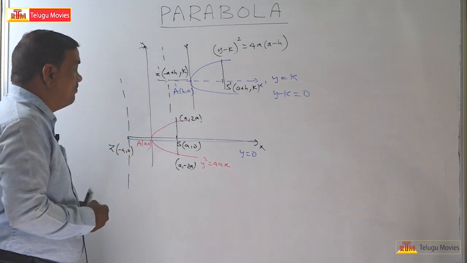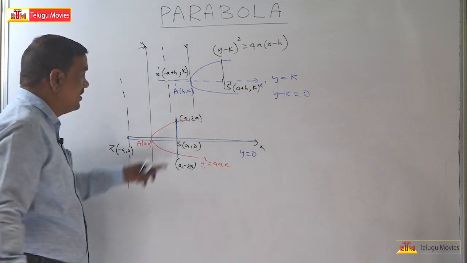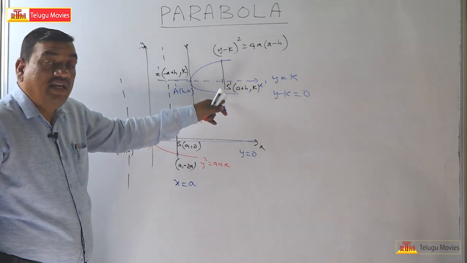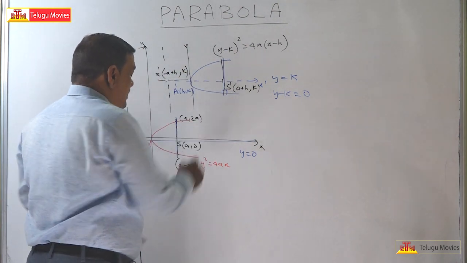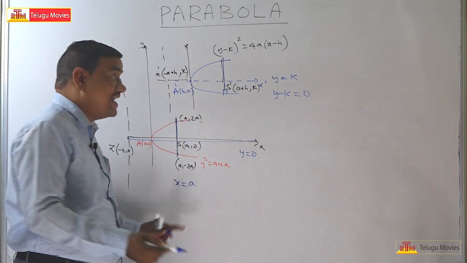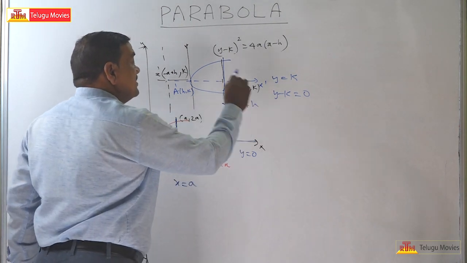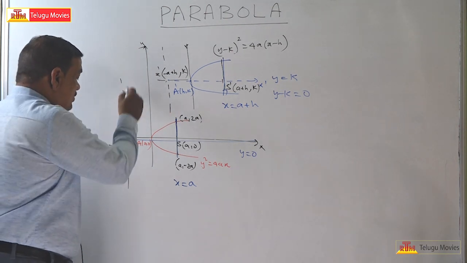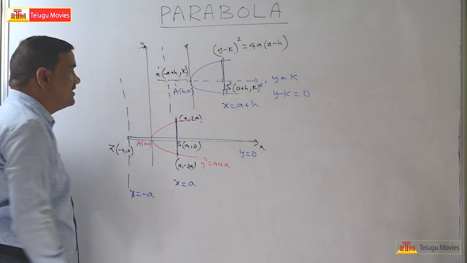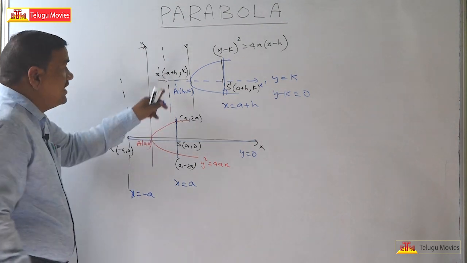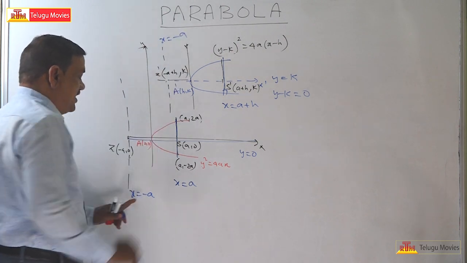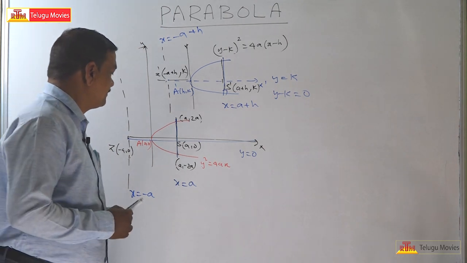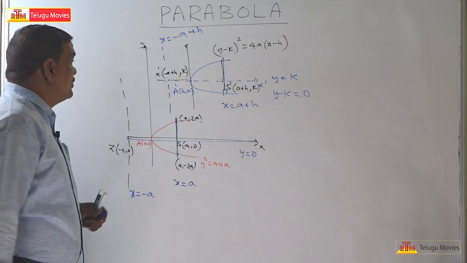And the equation of the latus rectum is what? x is equal to a. Now here the equation of the latus rectum has an increment. For x, what do you have to add? h. That is, x is equal to a plus h. Plus h you have to add, that's all. Here, what is the equation of the directrix? x is equal to minus a. Here also x is equal to minus a plus h. Understand? Plus h.